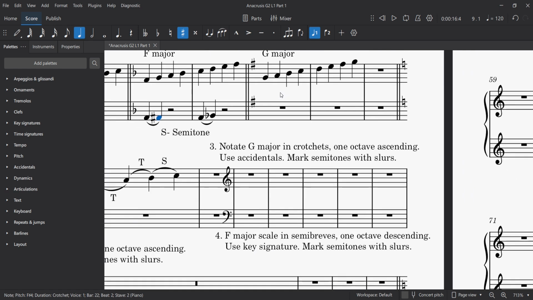Let's try and notate a G major scale using crotchets with 1 octave ascending. Use accidentals and not the key signature, and start from G on the stave. Mark the semitones with the slurs. Additionally, try writing the F major scale in semibreves, 1 octave descending in the bass clef. Notate the key signature this time and mark the semitones with slurs too. Pause the video now to have a go for yourself.